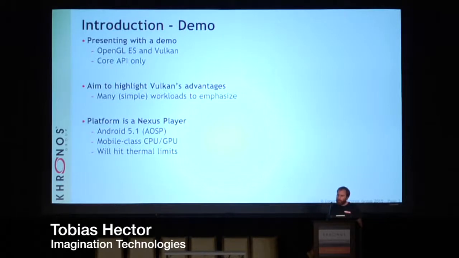It's worth noticing the platform I'll be demoing on is a Nexus Player by Google. It's running Android 5.1 AOSP build. It is a mobile class CPU and GPU, so don't expect massive performance out of it, and it will hit thermal limits, which means that now and then the clock rate will throttle. This is to be expected. So if I say the frame rate's not going down and then the frame rate goes down, it's really not me, it's just the platform.